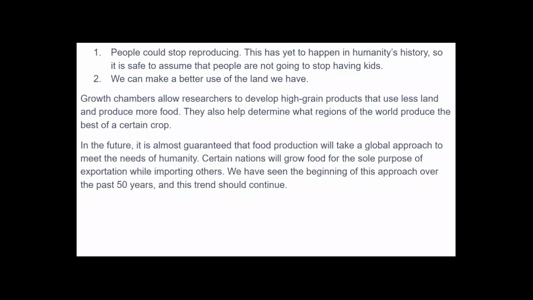Growth chambers can help researchers develop high-yield products. In the future, it is almost guaranteed that food production will take on a global approach to meet the needs of humanity, and certain nations will grow food for the sole purpose of exportation while importing others. We have seen the beginning of this approach over the past 50 years, and this trend will continue. So some nations will produce food which they export and then import from other nations. And I suppose the world could do that, where some countries produce certain food and other countries produce others, and it can all interchange. Although cooperation between countries is probably a bit optimistic.